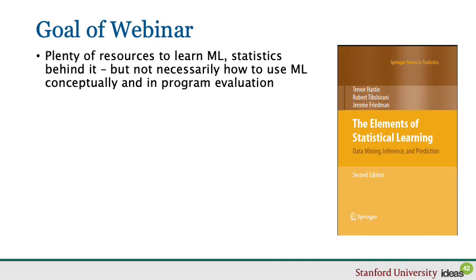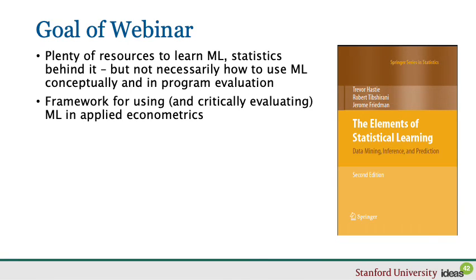Specifically, we think there are plenty of resources out there to learn machine learning, as well as the statistics behind it. Not just the kind of deep learning that I just hinted at, but also the more statistical learning that is sometimes more applicable to the kind of data sets that we have in behavioral and social sciences. And so rather than showing you how to use those machine learning tools technically, we want to show you how to use them conceptually and how you can apply them concretely in program evaluation.